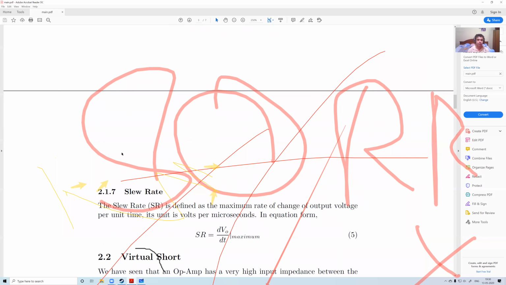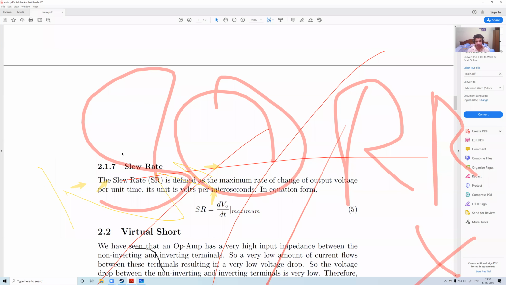No. So it's the maximum rate of change that the op amp can allow. So dV out by dt, and the unit is volts per microsecond. For an ideal op amp, it is instant. The instant the input changes, the output will change correspondingly, at the very same instant. But for practical op amps, it will take some finite amount of time.